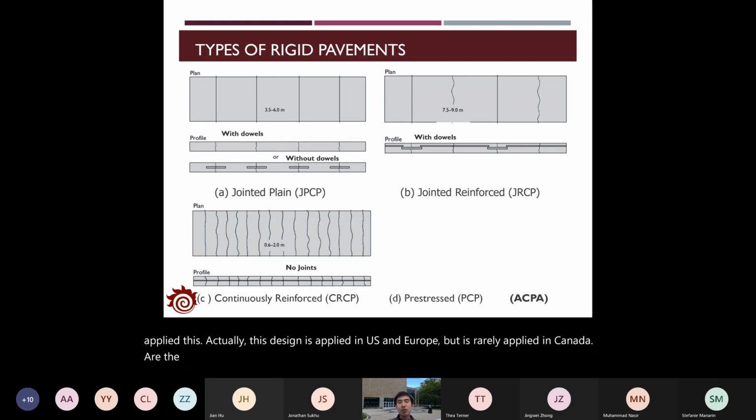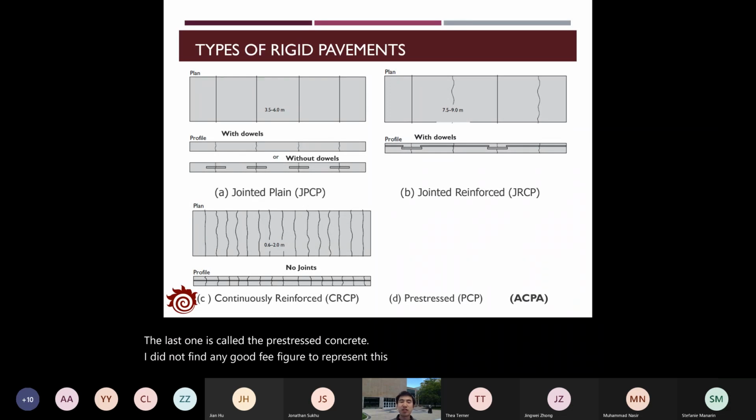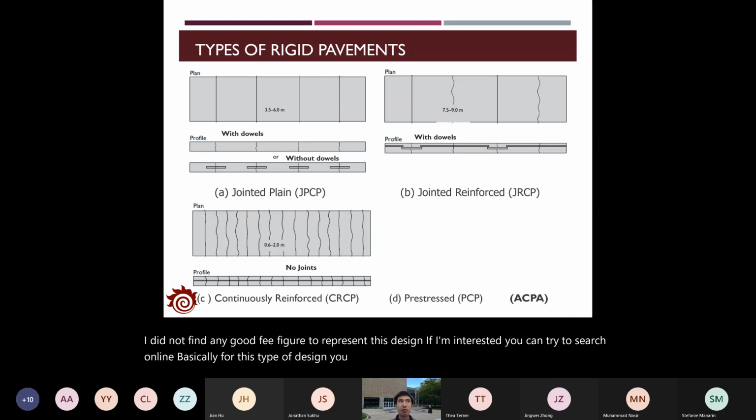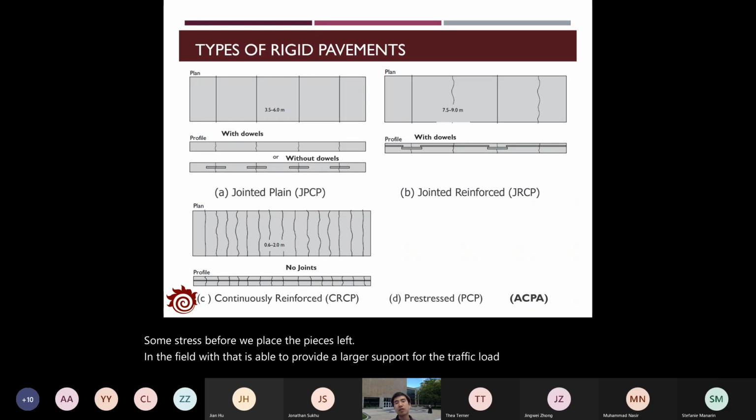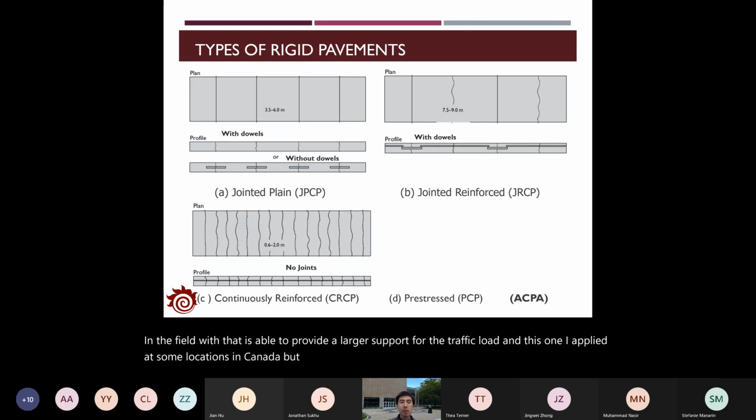The last one is called the pre-stressed concrete pavement. I did not find a good figure to represent this design. If you're interested, you can try to search online. Basically, for this type of design, we will apply some stress before we place the PCC slab in the field. With that, it's able to provide a larger support for the traffic load. This one is applied at some locations in Canada, but it's not quite common.